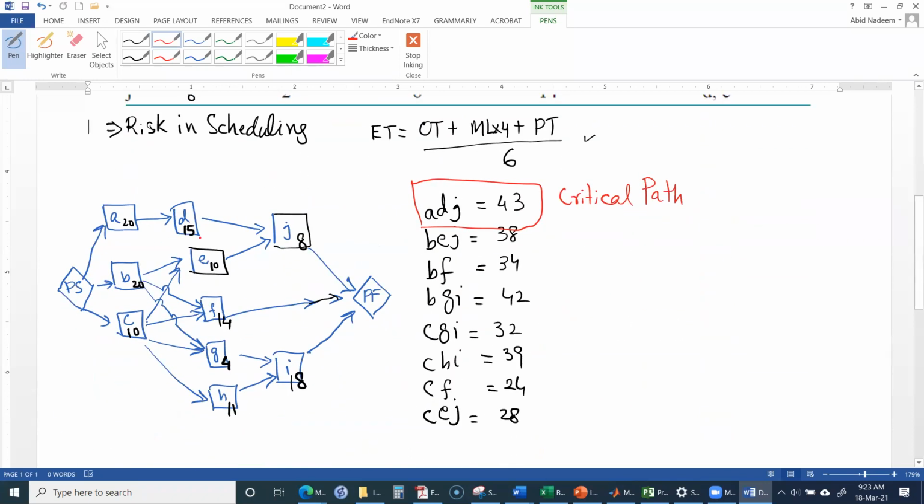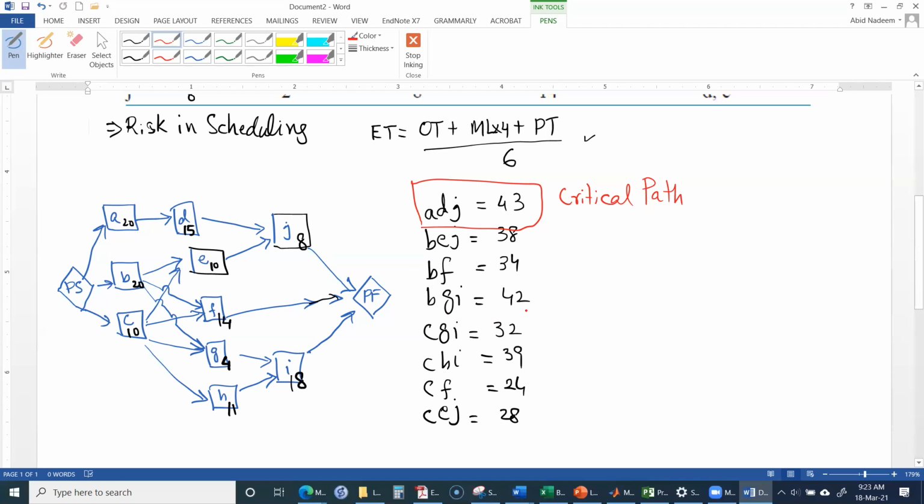Since these values can vary, these values are uncertain. Therefore, these values, ADJ, BEJ, BF, and like that, are also uncertain. Especially, in this case, ADJ and BGI are very close to each other. So any slight fluctuation in these values may change this critical path. In some other situation, ADJ may not be a critical path, but maybe BGI is, because that may be the longer duration.